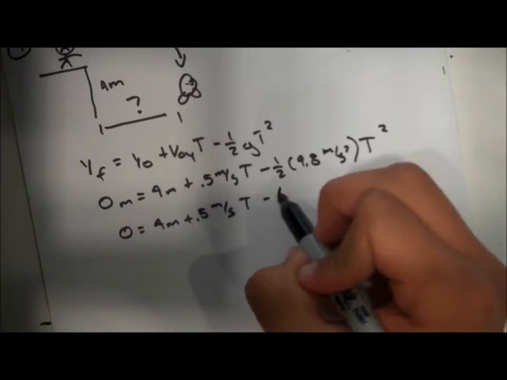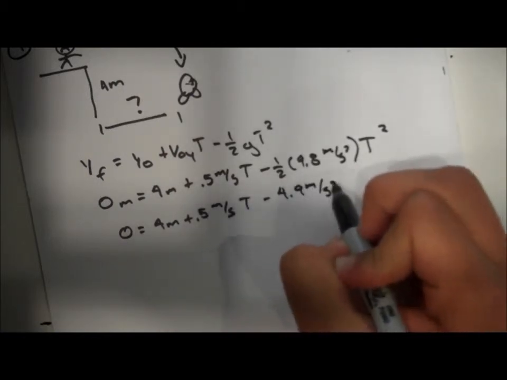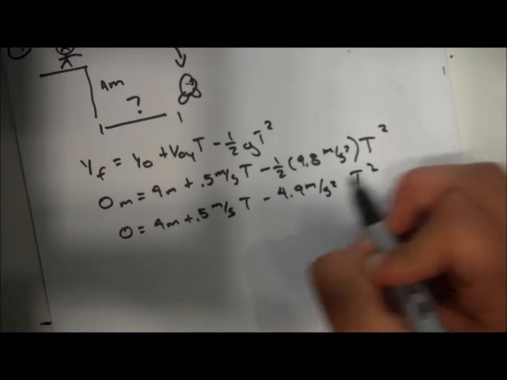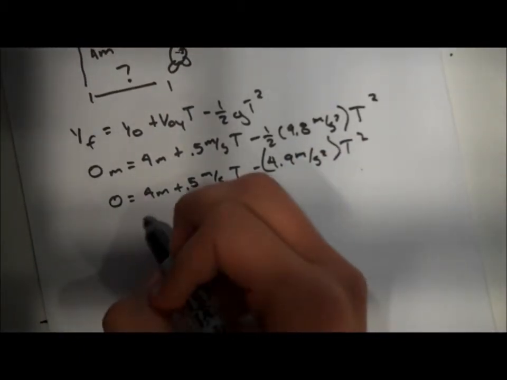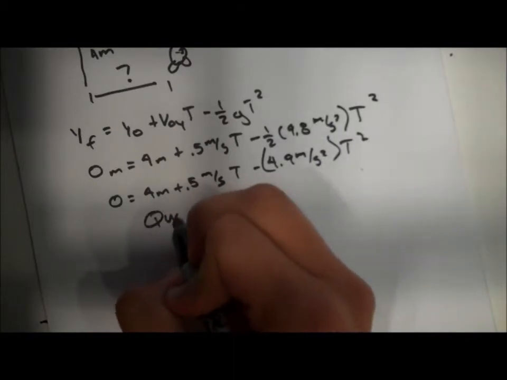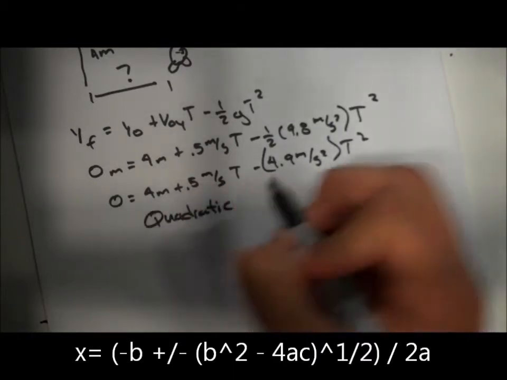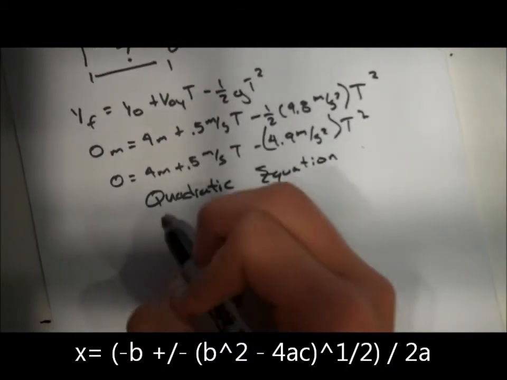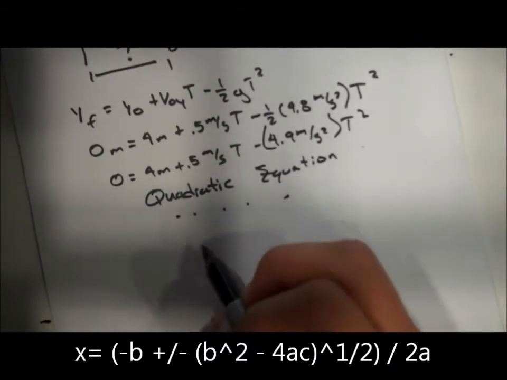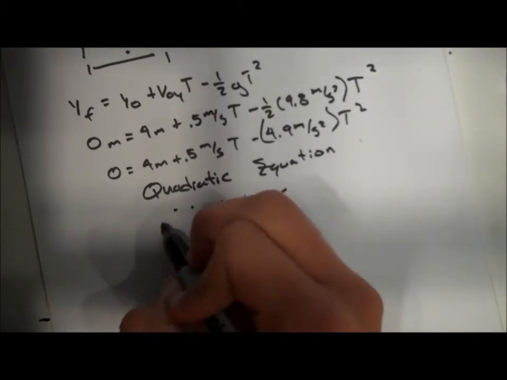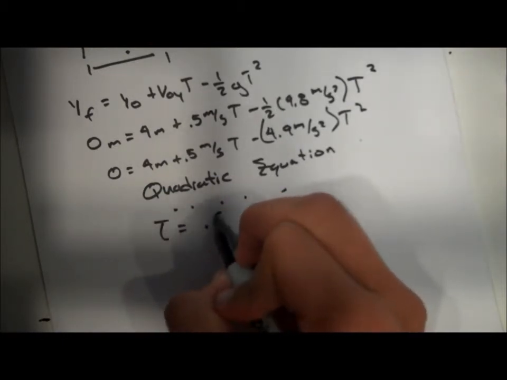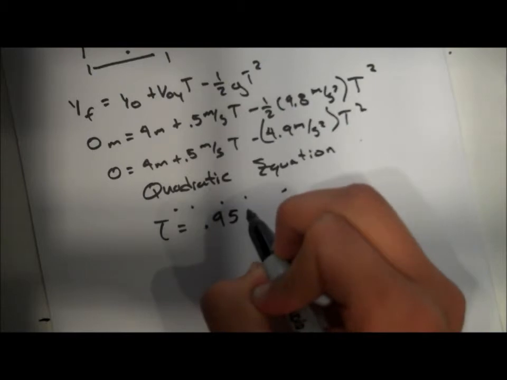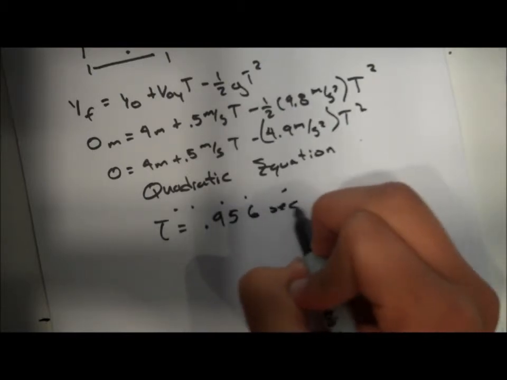Now, as we simplify this equation a little further, we'll realize we have 4 meters plus 0.5 meters per second times time minus 4.9 meters per second squared times time squared. Using the quadratic equation, we can make sure that t is on one side and get the equivalent values. So with the quadratic equation, we end up getting time equaling 0.956 seconds that Austin is in the air.